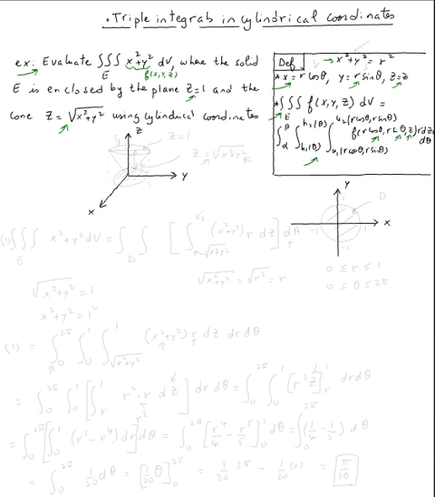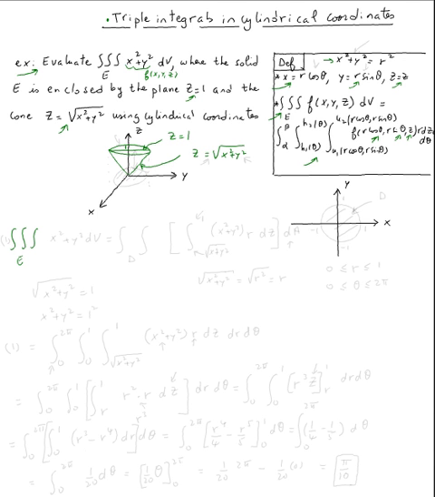So let's draw the solid. So here's the cone, right? So this is going to be z equals the square root of x squared plus y squared. And then the plane z equals 1, we're just going to draw a line, but you have to picture that it's actually a plane. So this is 1. This is the plane z equals 1. Alright, so let's do it.